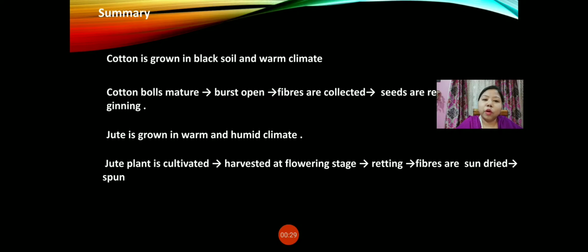Jute is grown in a warm and humid climate. The jute plant is cultivated in the field, and we get the jute fibers from the stem of this plant. The jute plant is usually harvested at the flowering stage, and then it is immersed in water for a few days, and this process is called retting. Then the fibers are removed from the stem, sun dried and spun into yarn. From the yarn we get the fabric. So this is all for today's class.